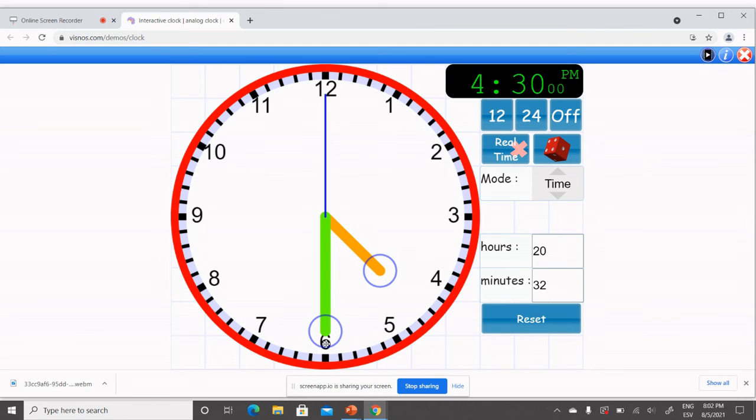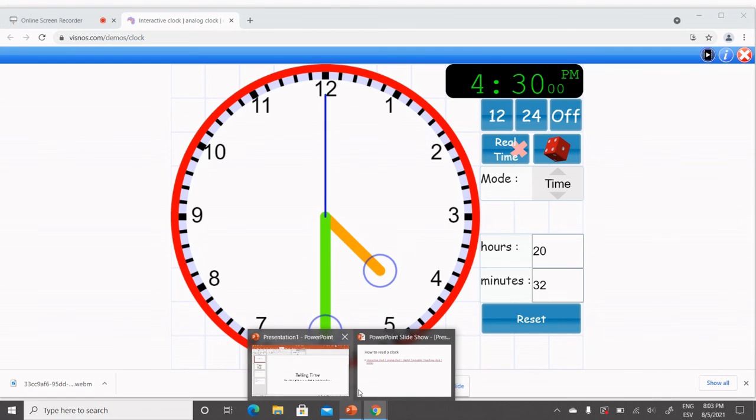When it is at the 6, 6 periods of 5 have passed. 5, 10, 15, 20, 25, 30. We will continue learning about how to tell time as we continue with the units.